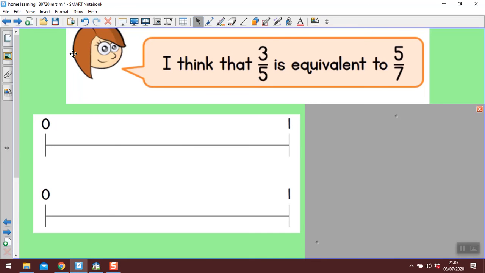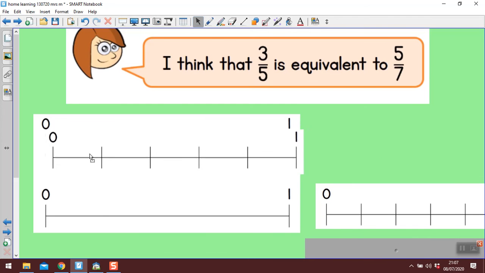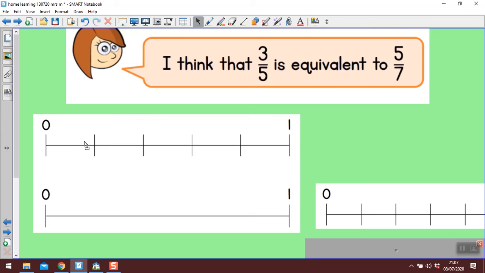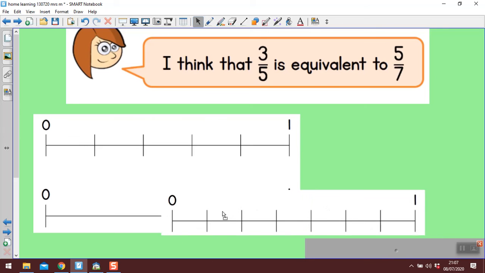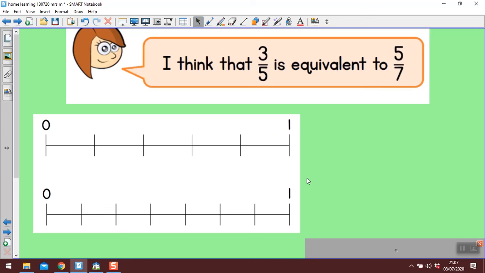This lady says, I think that 3/5 is equivalent to 5/7. What do you think? Pause the video while you work it out. Okay, so I can put these on. So the first one is split into 5 parts. The second one is split into 7 parts. Now pause it again and see what you think.